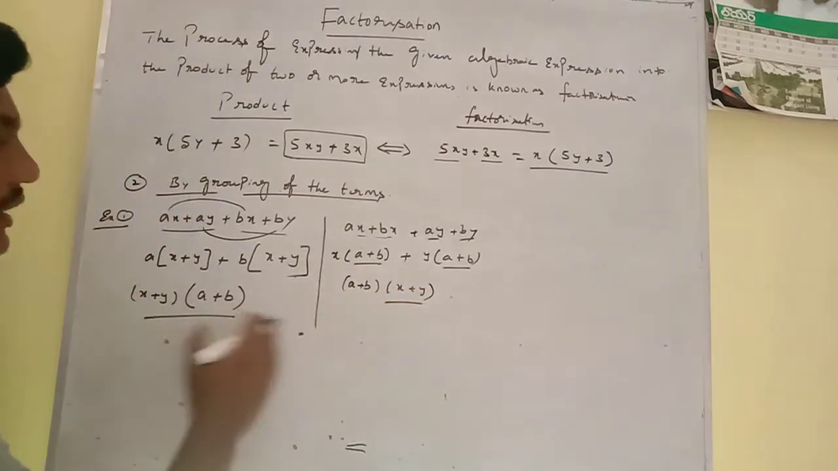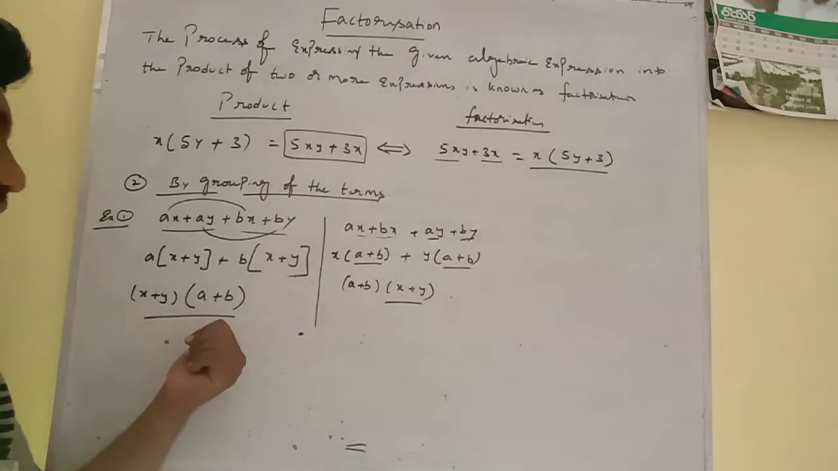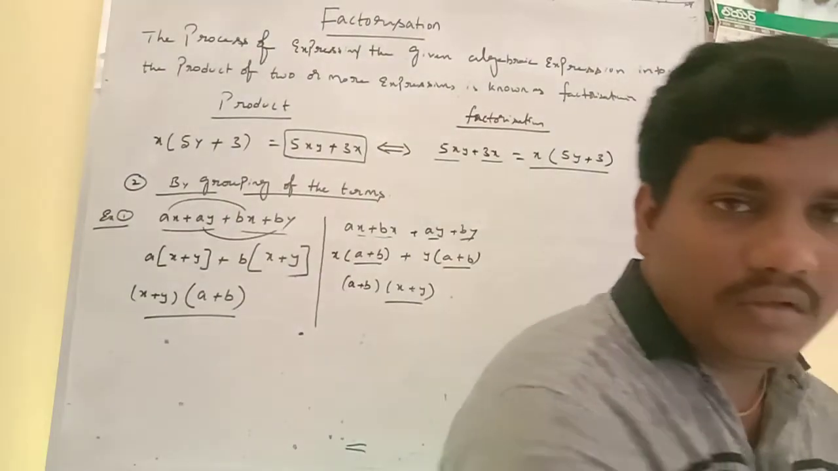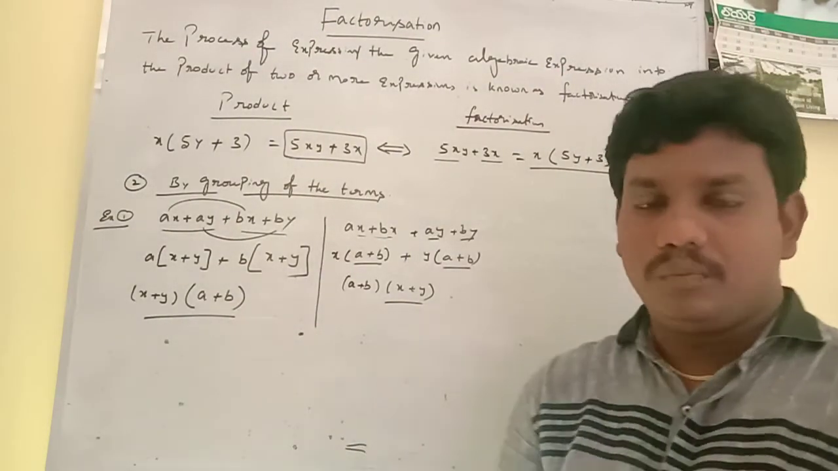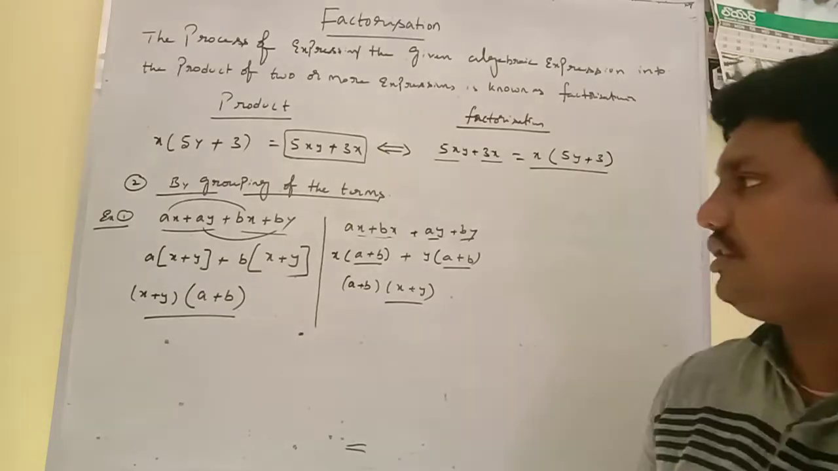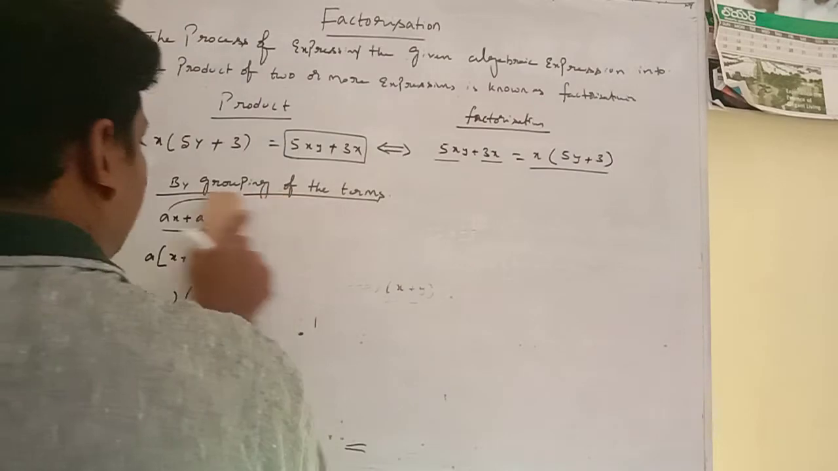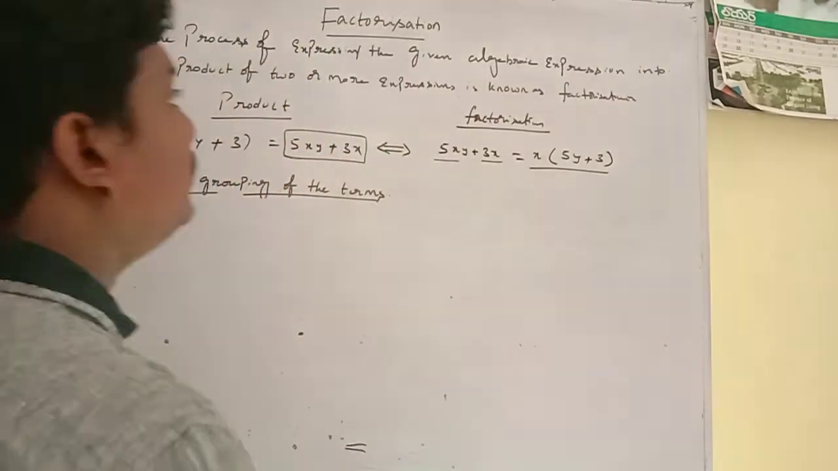In both cases we get the same answer, that is x plus y into a plus b, or a plus b into x plus y. Both are the same. So this is how to get the factors by factorization by grouping the terms. Now coming to the second example, let us see how the second example goes.